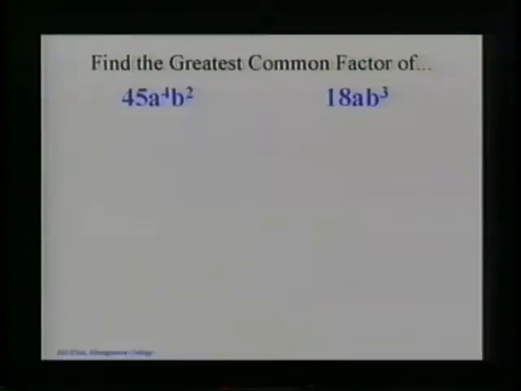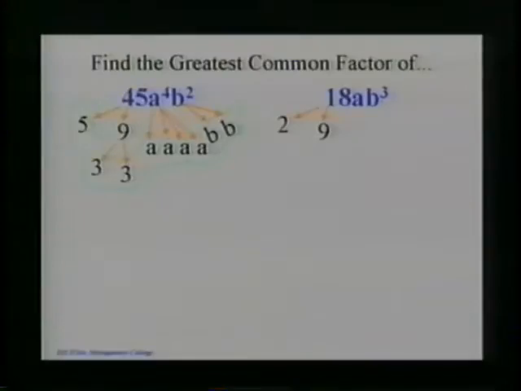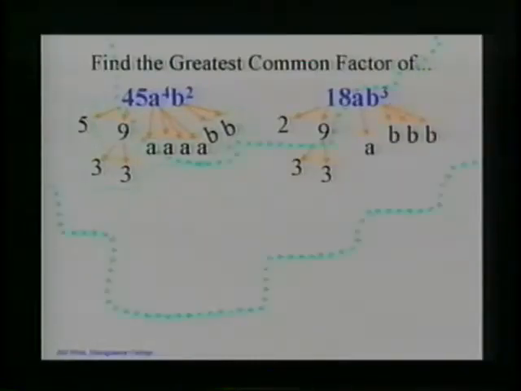To do this, we're going to factor them. We're going to break them up as far as they'll go. 45 breaks up into 5 and 9. 9 breaks up further into 3 and 3. A to the 4th breaks into 4 A's. B to the 2nd breaks up into 2 B's. Let's break the other one up as far as it'll go. 2 and 9, and 9 breaks up further into 3 and 3. The A is just A, and the B will break up.